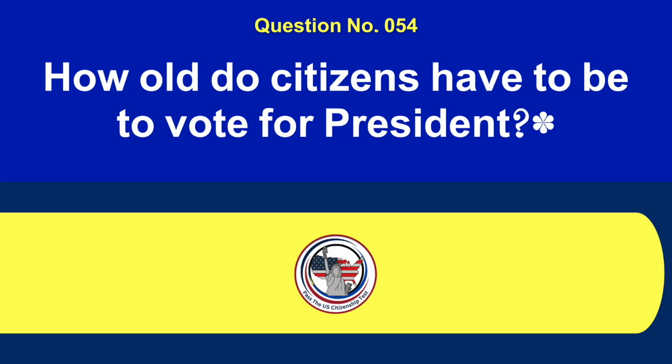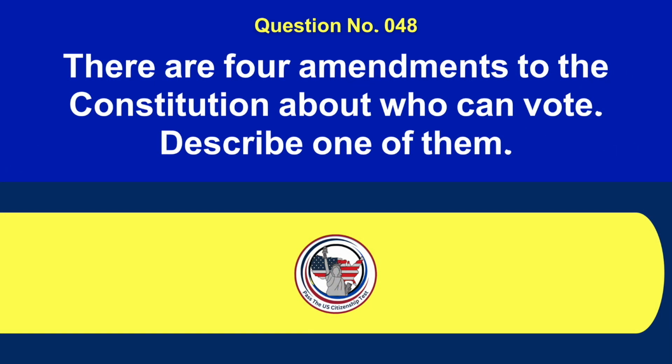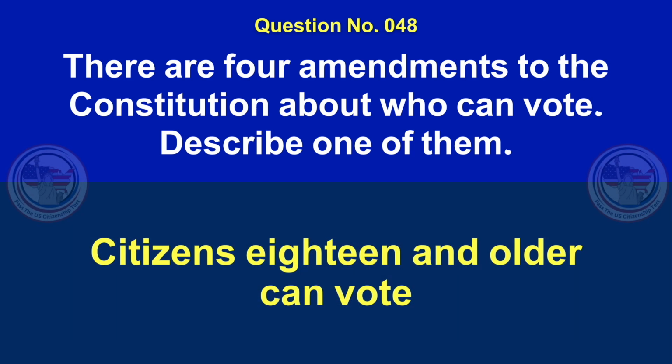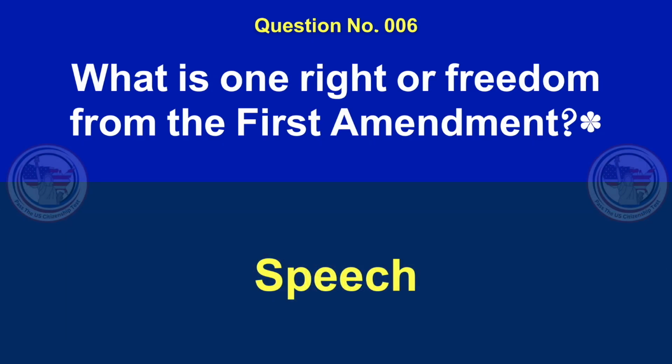How old do citizens have to be to vote for president? 18 and older. There are 4 amendments to the Constitution about who can vote. Describe one of them. Citizens 18 and older can vote. What is one right or freedom from the First Amendment? Speech.